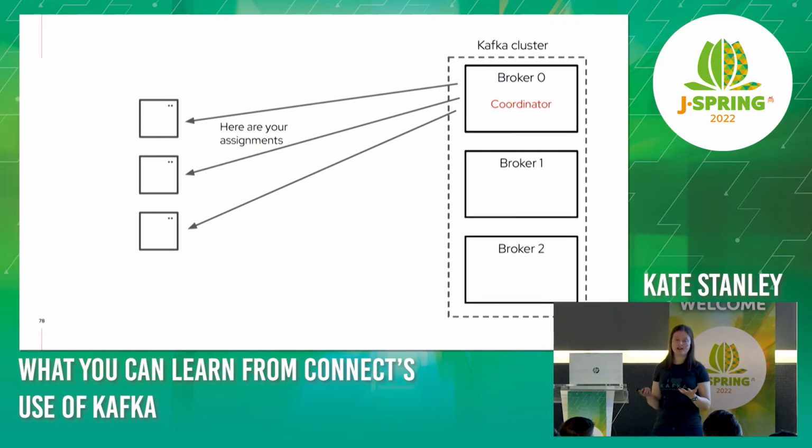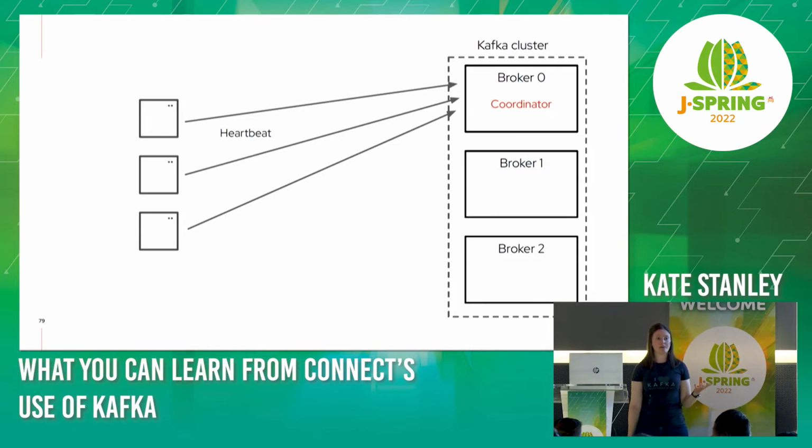So the other thing the coordinator needs to be able to do is to notice if we get new members of the group or if a member isn't there anymore. And we do this using heartbeats. So every now and again, the clients will send a heartbeat to the coordinator to say, I'm still alive, I'm still processing data.